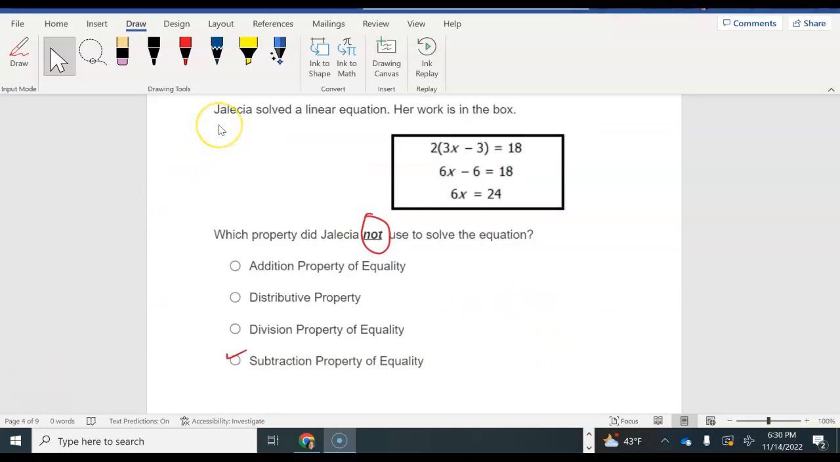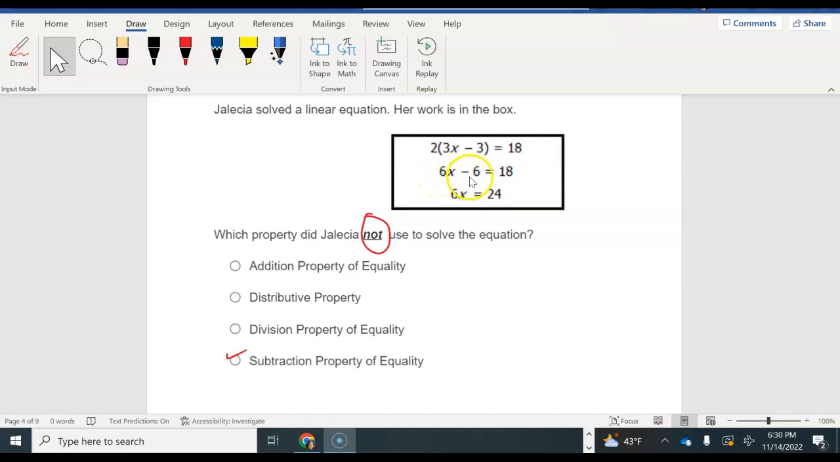All right, the next question says, Jalecia solved a linear equation. Her work is in the box. Which property did Jalecia not use to solve the equation? So the first step, 2 times 3x minus 3. So this is distributive property. You do 2 times 3x is 6x. 2 times negative 3 is negative 6.